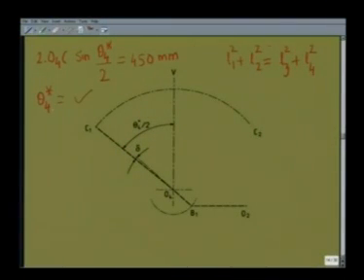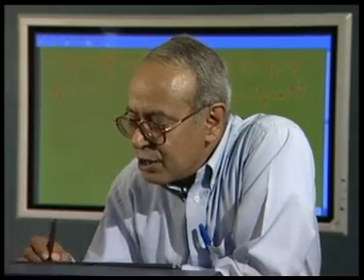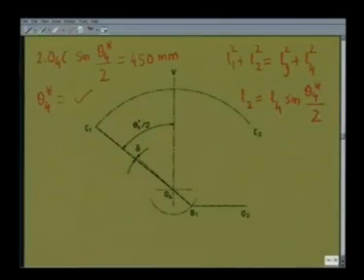Now that we know theta 4 star, if you remember, for no quick return, we also had a relationship that L2 must be L4 sine theta 4 star by 2. Now L4, that was the link O4B, was not allowed to be changed. So now that L4 is given and theta 4 star we have obtained, I can obtain the crank length O2A as L2. So I have obtained L2.